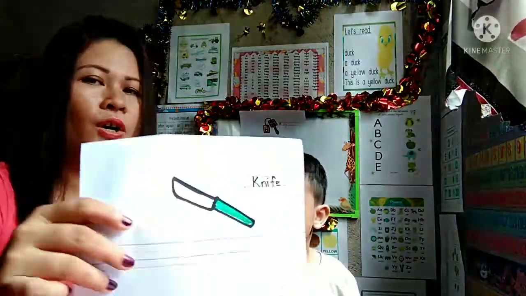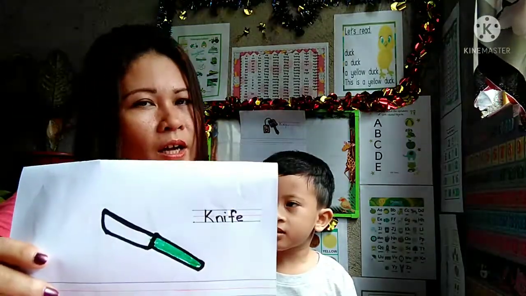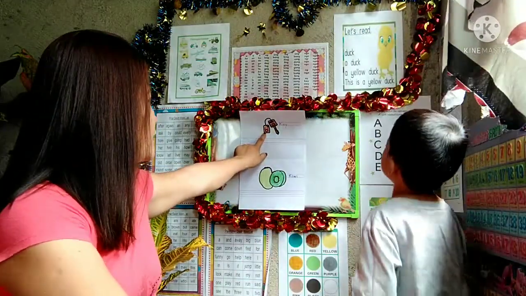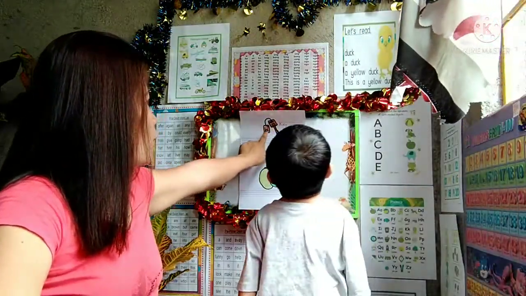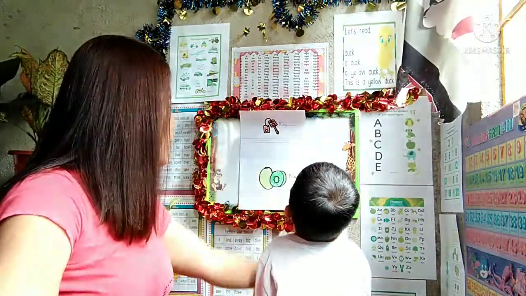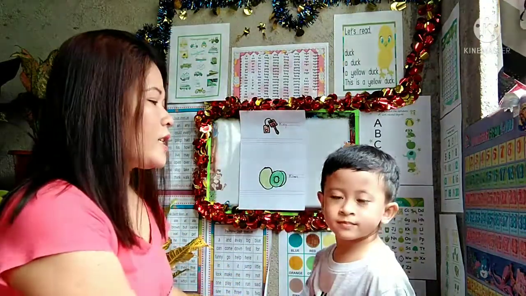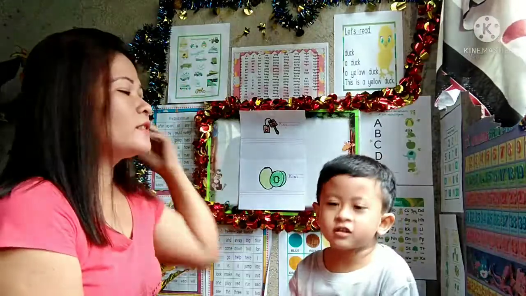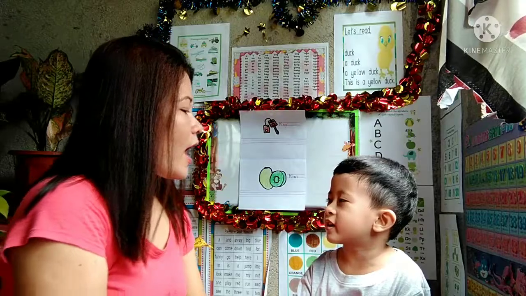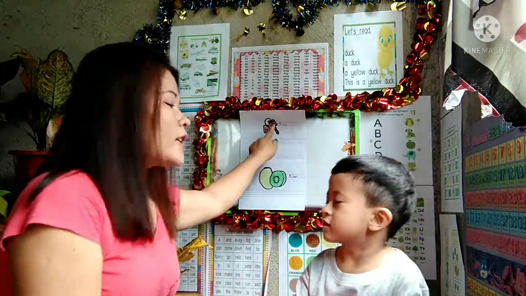Next picture. Knife. Yeah, knife. And the next one. What do you call this one? Key. The word key starts with letter K and the sound of the letter K. What is the sound of the letter K? Okay, go. Sing. K is for key. Key.